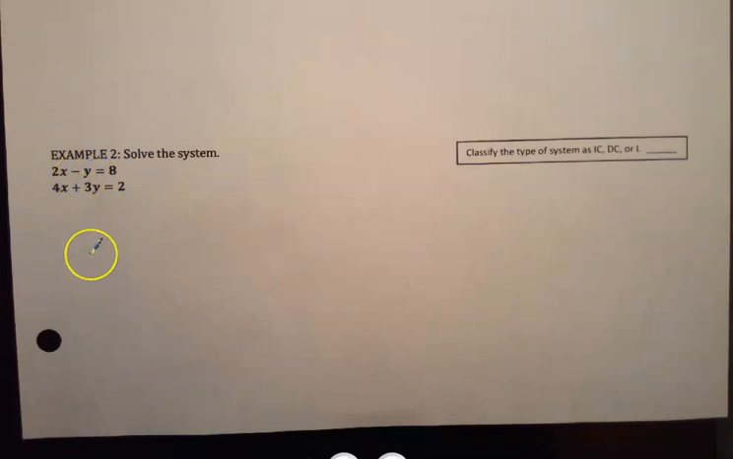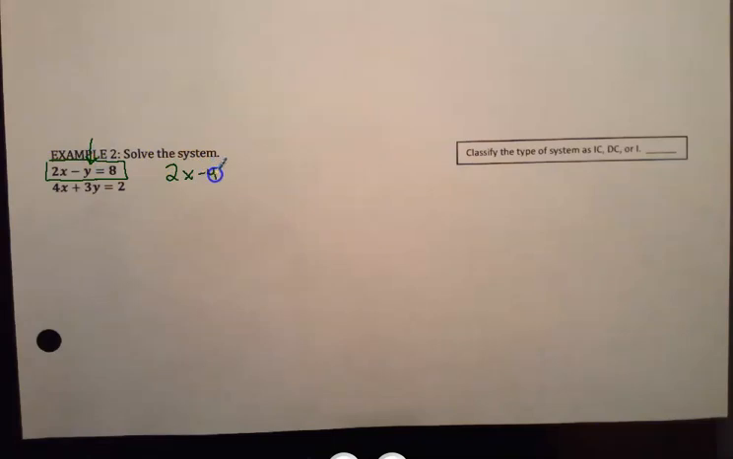Again, we're looking for that variable that has a coefficient of 1. Which equation has a variable with a coefficient of 1? Yeah, that top one, right? This 2x minus y equals 8. So that's the one I want to solve for, and I want to solve for y.